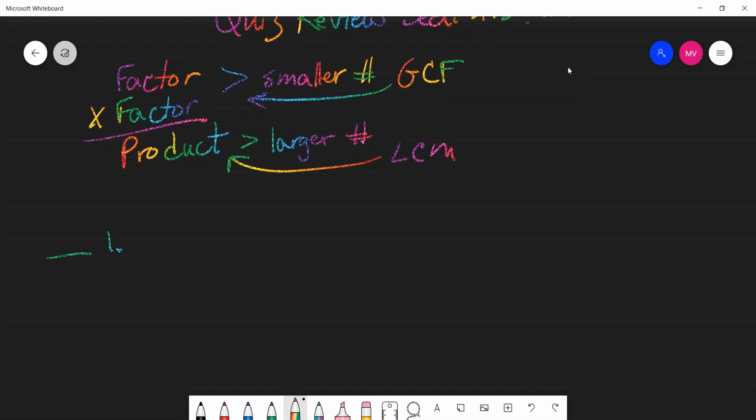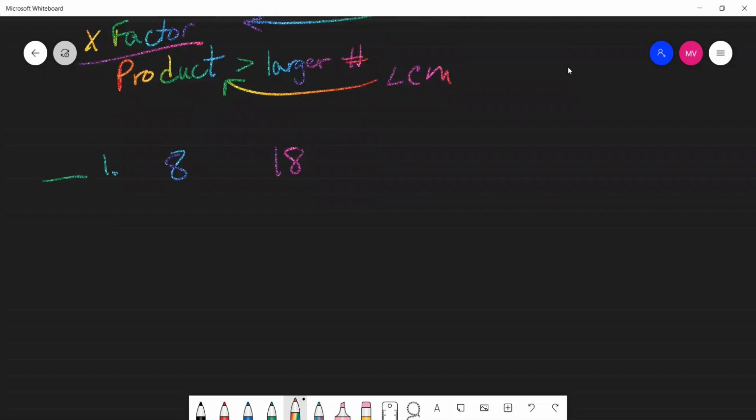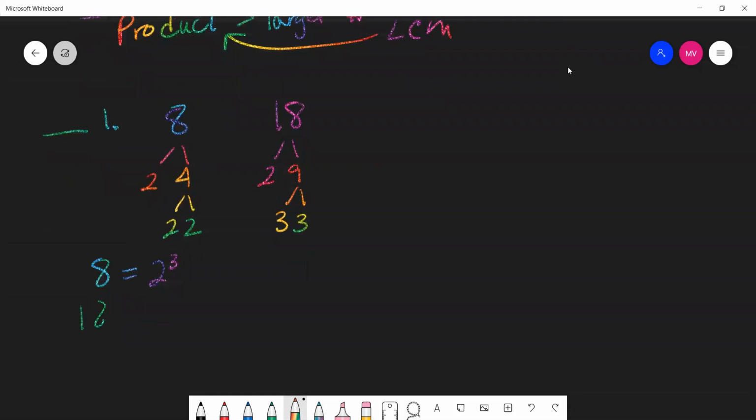Okay, so for number 1, we're comparing 8 and 18. So let's go and do our prime factorization here. So 8 breaks down into 2 times 4, and then 4 is not a prime number, so we keep going, and we end up with 8 has a prime factorization of 2 cubed. And then 18, we have 2 times 9 equals 18. So then 9 is not a prime number, so that breaks down to a 3 and a 3. So 18 prime factorization is 2 times 3 squared.